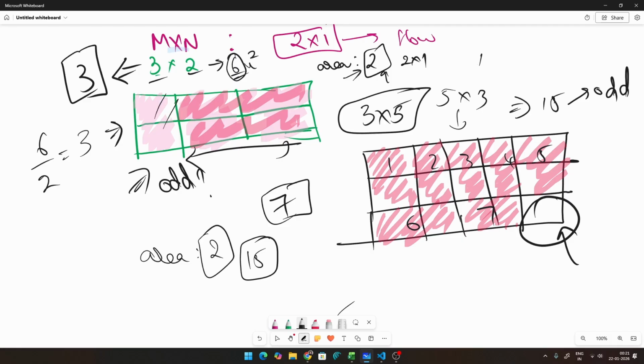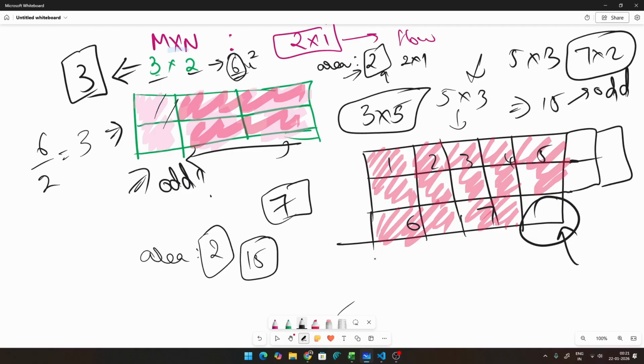What if, instead of 5 cross 3, it's a 7 cross 2 grid? Instead of this, let's do 1, 2, and then 1, 2. So this becomes a 7 cross 2 grid. Just ignore this for now.